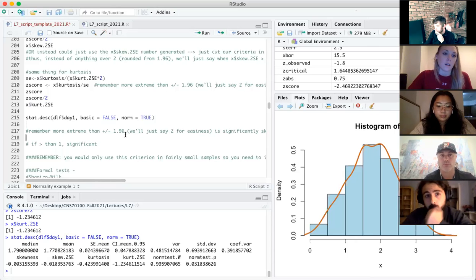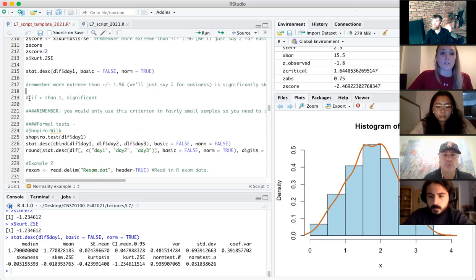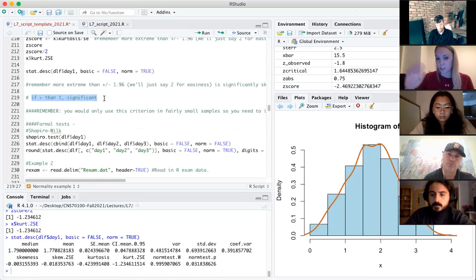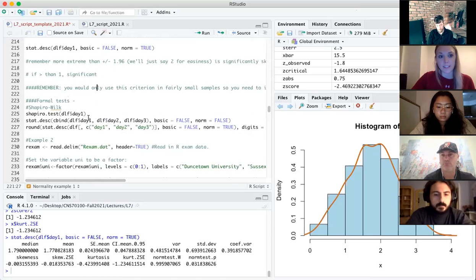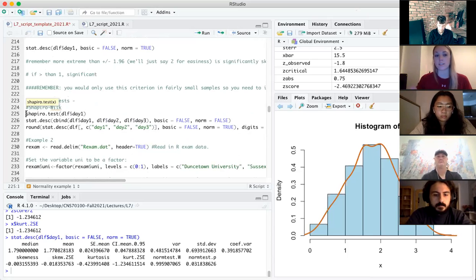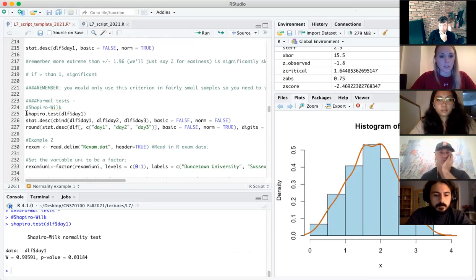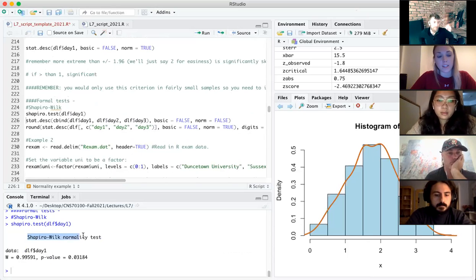All right. So basically this is the rule. If it's greater than 1, it's significant. And here, if it's significant, that means that you violated either skew or kurtosis. And then the last thing that we'll do is the Shapiro-Wilk test, which is an actual formal statistical test of normality in general. This is called the Shapiro-Wilk normality test, and it automatically spits out a p-value.